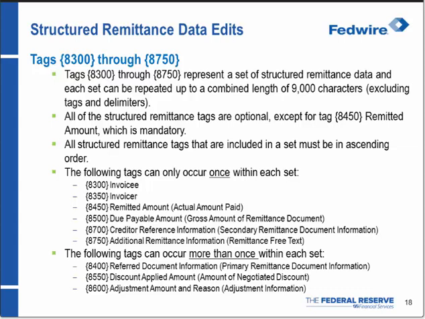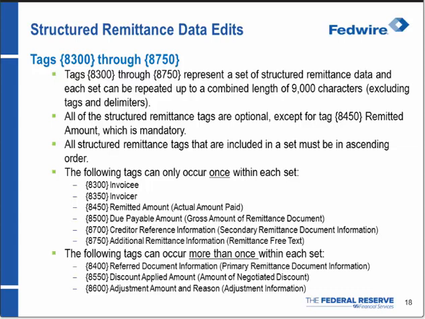and you can repeat some of these tags, and you can have multiple sets of remittance information, but you can only have a combined length of 9,000 characters for data. The 9,000 characters does not include the tags or the delimiters. It's pure data. So within these tags and data elements, it's 9,000 characters of data.